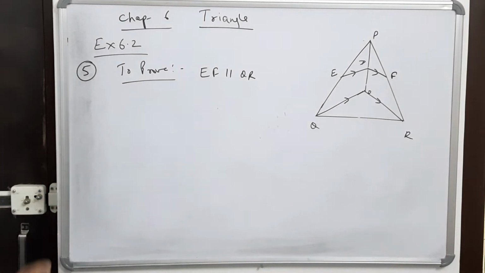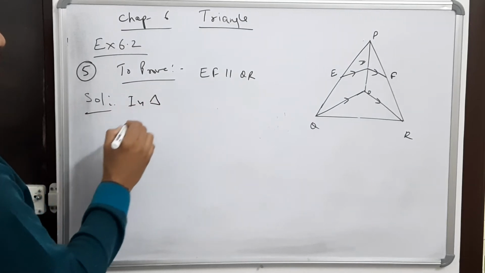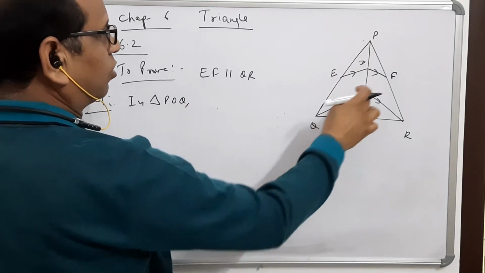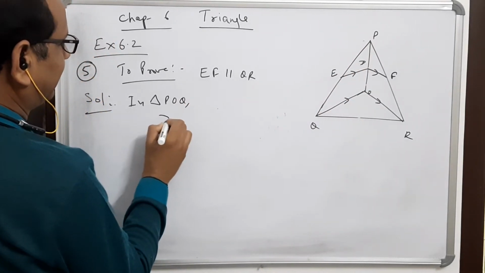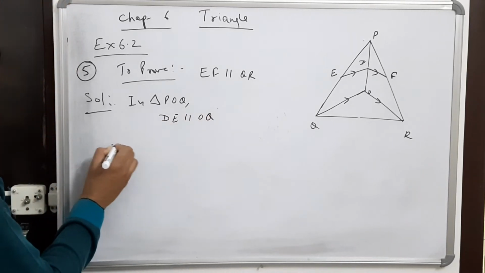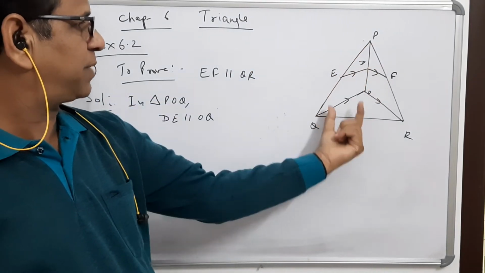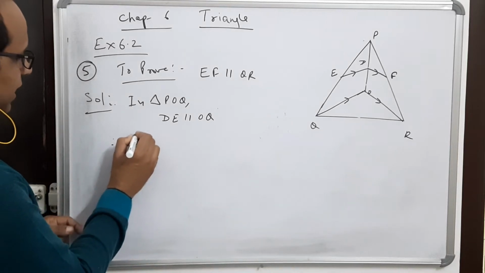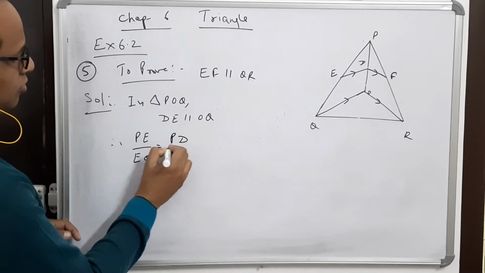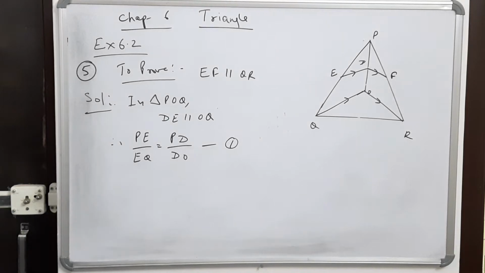So here the solution of this one is, please see, in triangle POQ, DE is parallel to OQ. Therefore, now in this triangle, if this line is parallel to this line, then PE upon EQ is equal to PD upon DO. This is by the BPT, the first part.